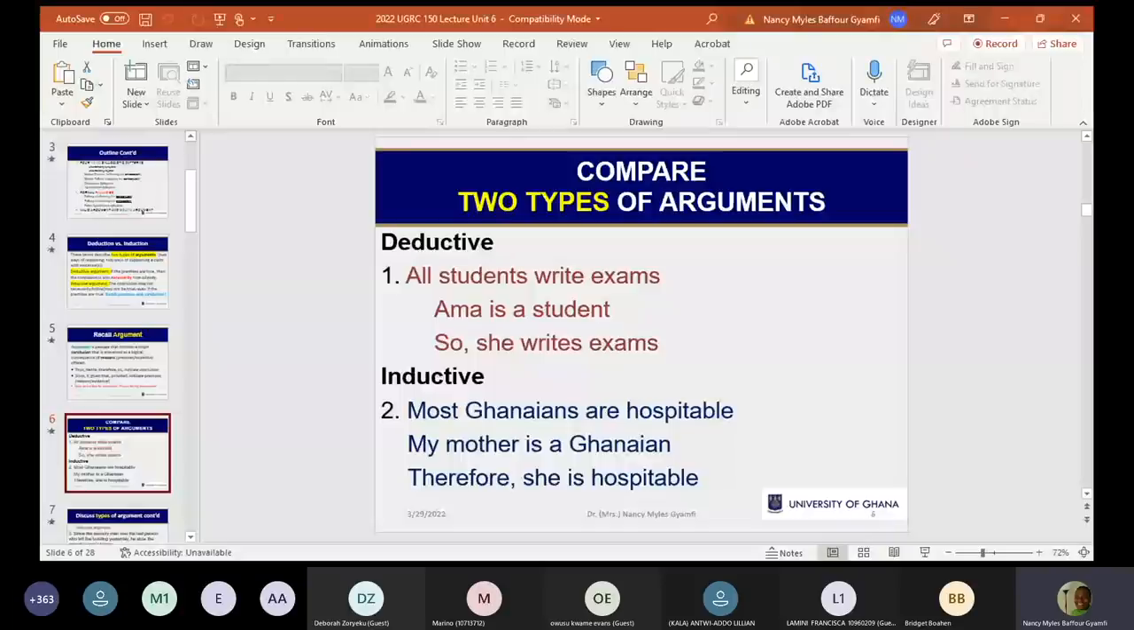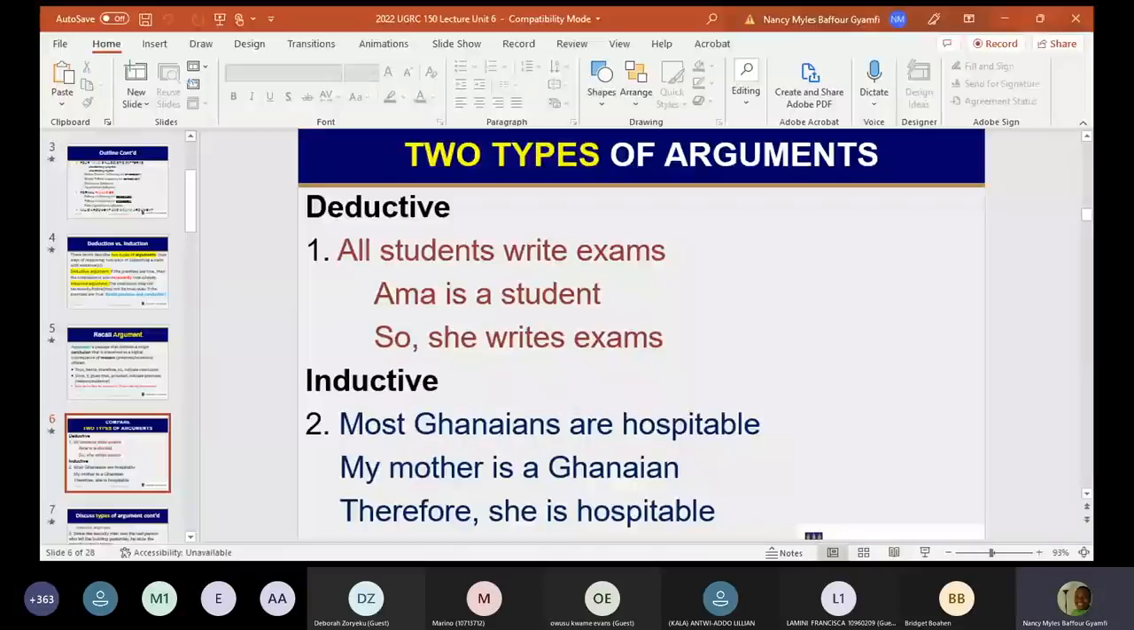It will come. See, I'm saying that if I ask you for the conclusion, you should say, she writes exams. So that you don't add the "so", because the "so" is only a pointer. That's the point I'm making. Then the other two up there are the premises. All students write exams. Ama is a student. So there are two premises leading to a conclusion.